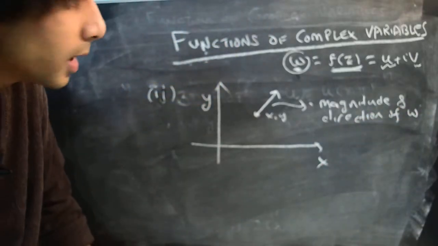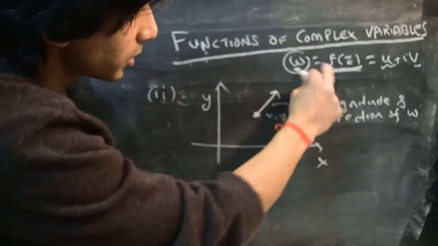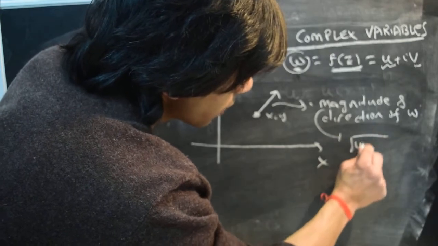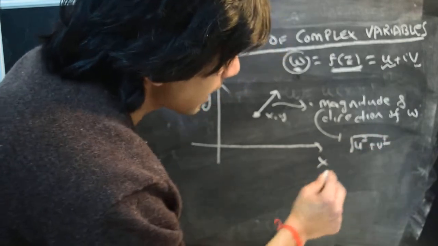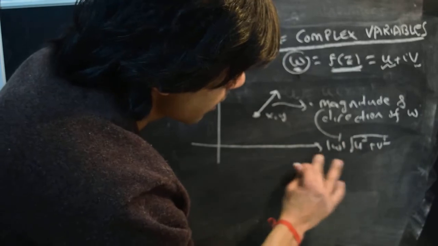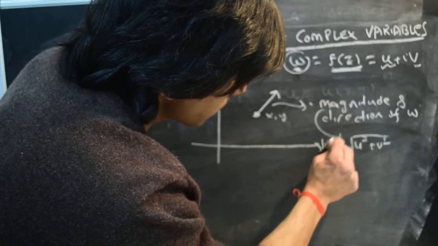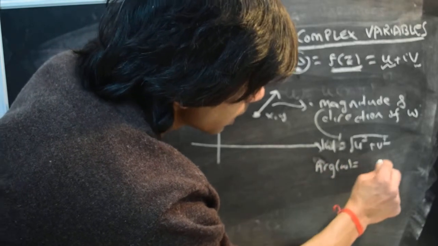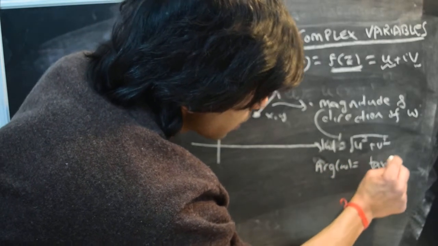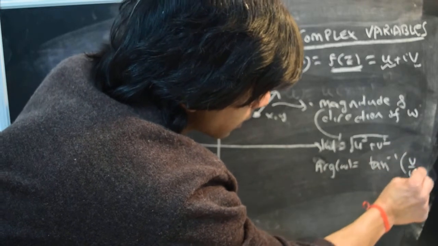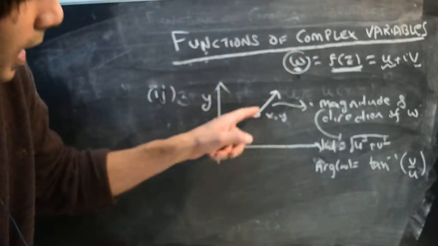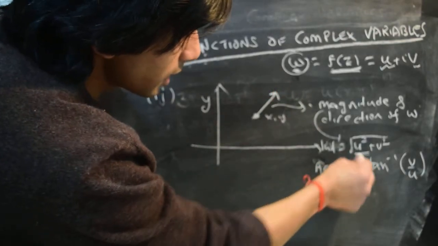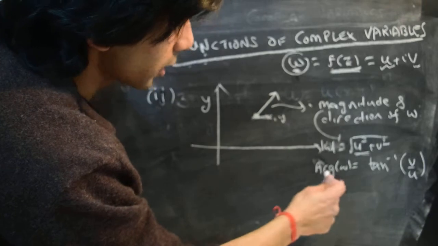So at this particular point, the magnitude of w is the square root of u squared plus v squared. That's the magnitude of w. And similarly we can draw the argument of w, which is the tangent inverse of v divided by u. So at this particular point, we can make an arrow with this magnitude and making an angle, which is the argument of w.